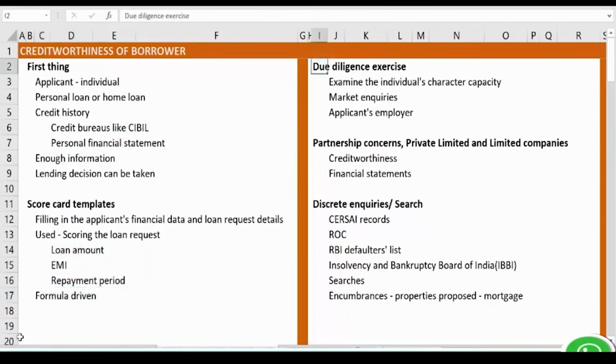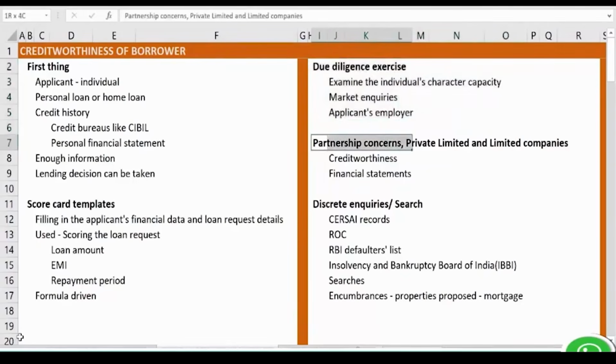Bank should also carry out due diligence exercise. Bank should examine that individual's character and capacity. Character means whether he has intention to repay, capacity, whether he has adequate cash profits in his business. Bank will also make market enquiries. They'll also talk to that applicant's employer. Okay, so these are all going to form part of due diligence exercise. This is in case of an individual.